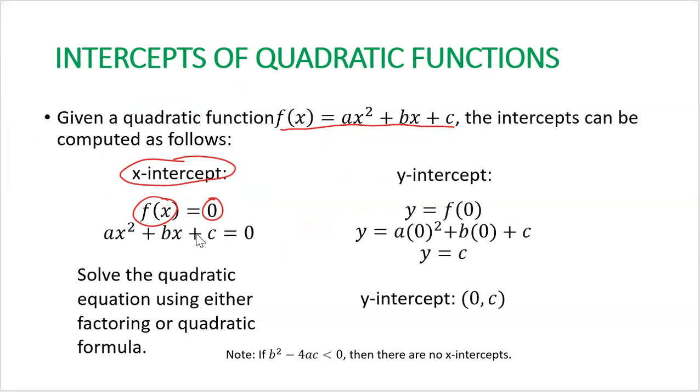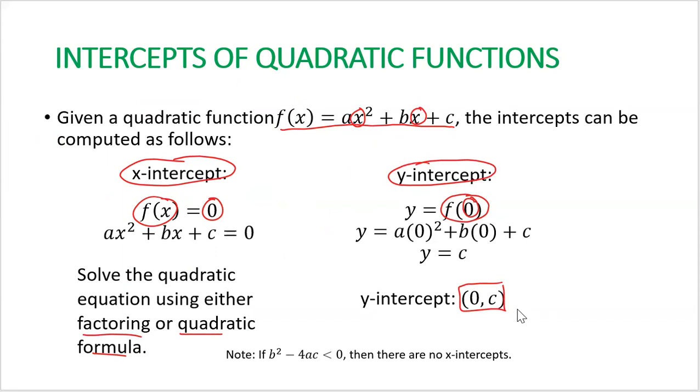This quadratic equation may be solved using either factoring or the quadratic formula. Now for the y-intercept, we shall evaluate the function f at x equals 0. If we substitute 0 to every occurrence of x in the function, we will get y is equal to c. Therefore, the y-intercept has coordinates 0 comma c.